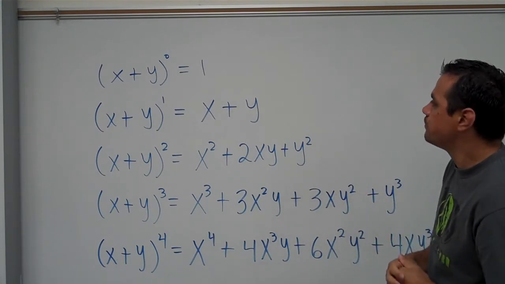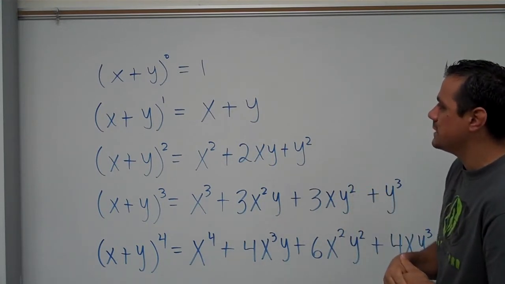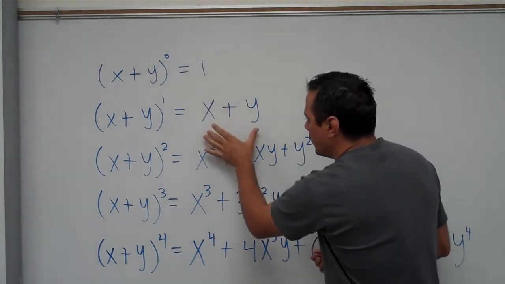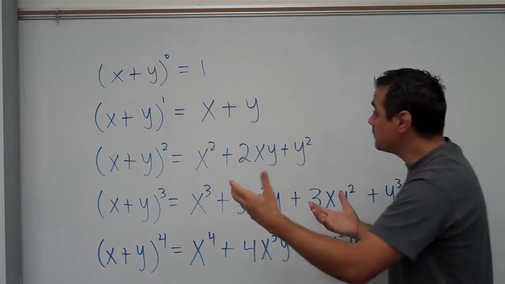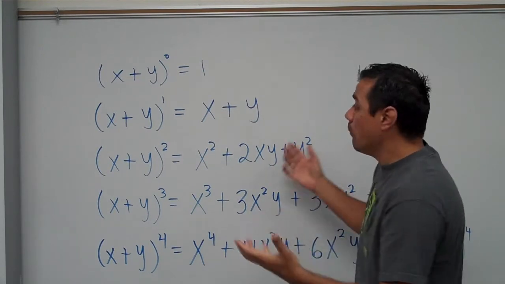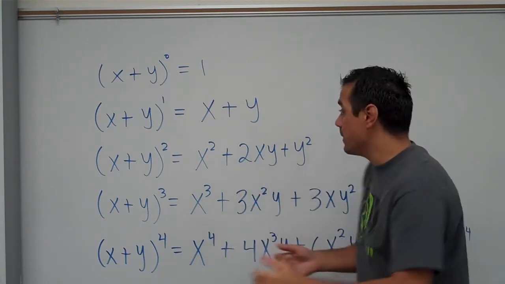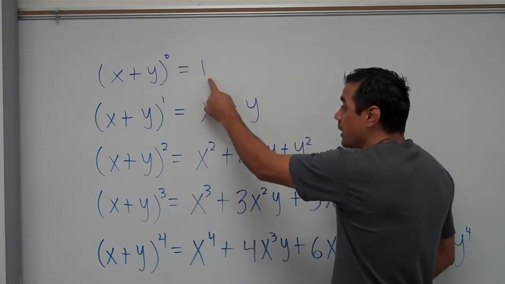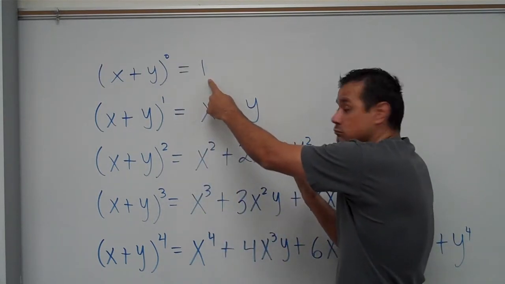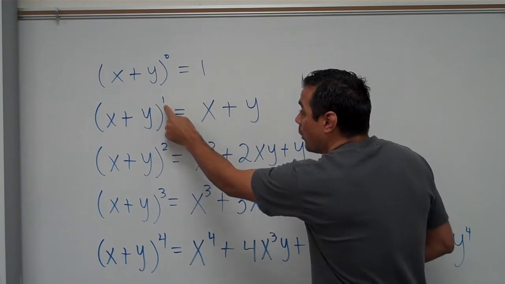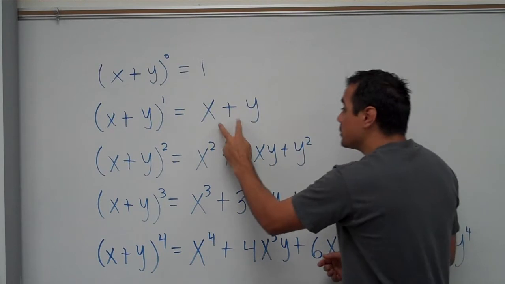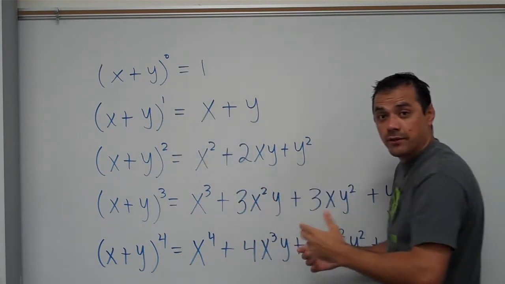One thing you can notice is that the number of terms in your expanded form is always one more than your exponent. For example, for the 0 power, we end up with 1 term. For the power of 1, how many terms do we end up with? 2. There's always one more term than your power in the final answer.